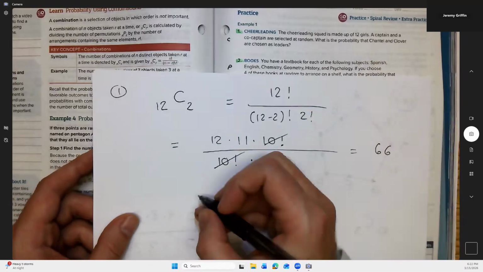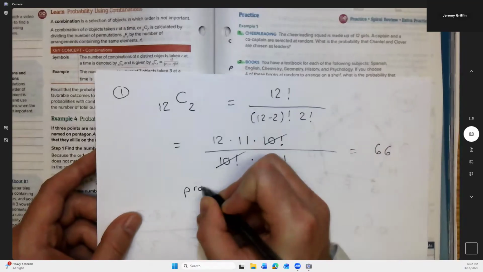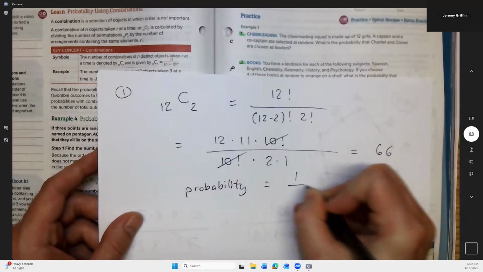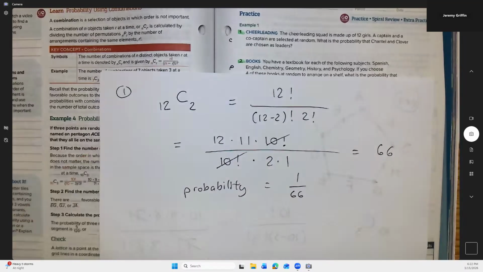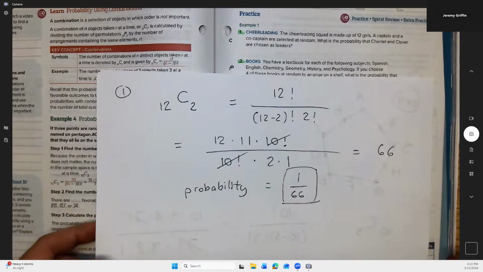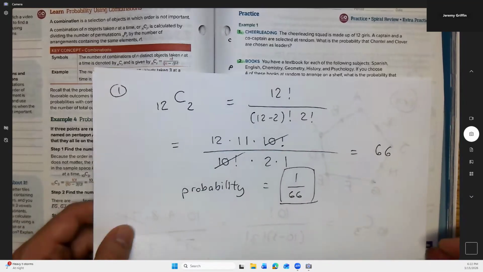So the probability that it's these 2 specifically is 1 out of 66. Okay, so that's number 1. Yeah, okay, so I'm looking at the teacher's guide off camera off to the side. Yeah, they're saying that's the answer. It's 1 out of 66.